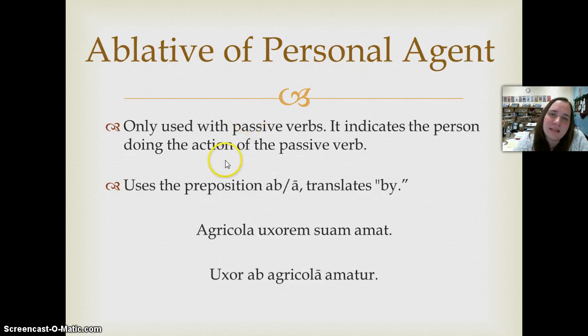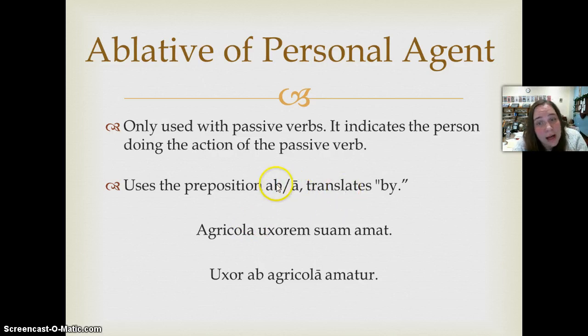Here's the interesting thing about this particular ablative use. It's only used with passive verbs, or at least for the most part. And it indicates the person who is doing the action of the passive verb, right? Because the subject is not doing the action of a passive verb. That would make the verb active. So you need to show who is doing the action of the passive verb, and that's the ablative of personal agent, okay? You use the preposition a, and it translates by.